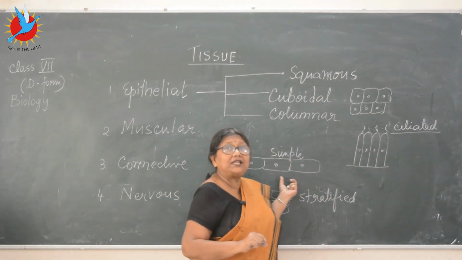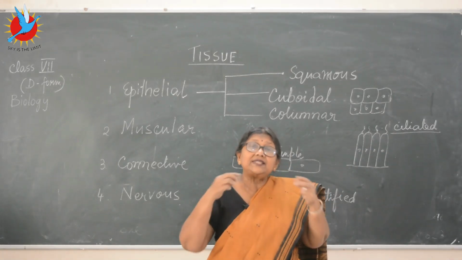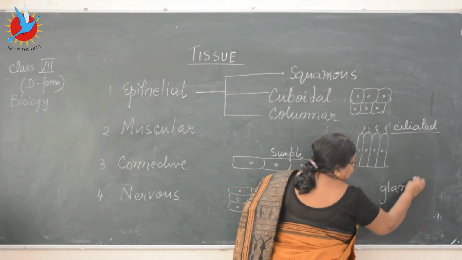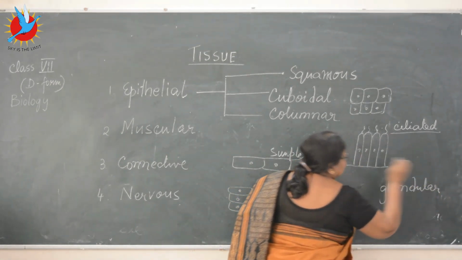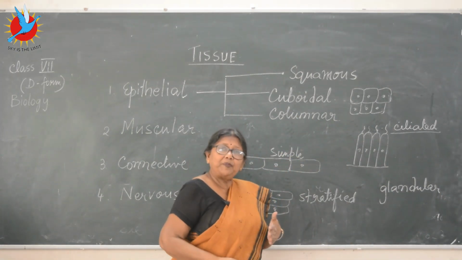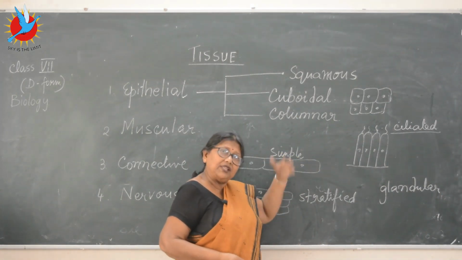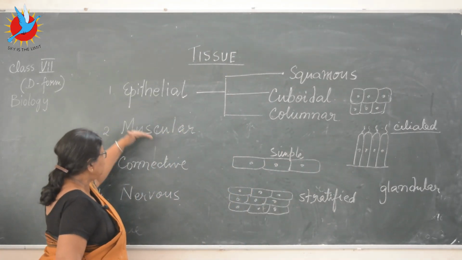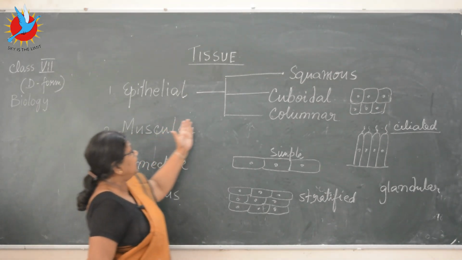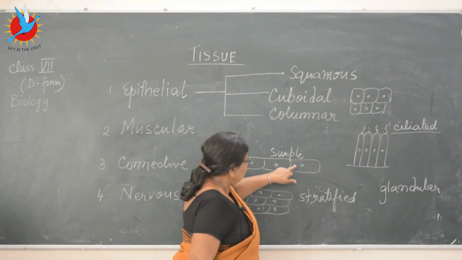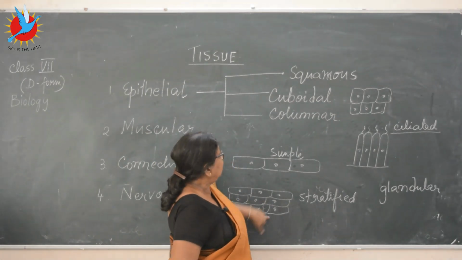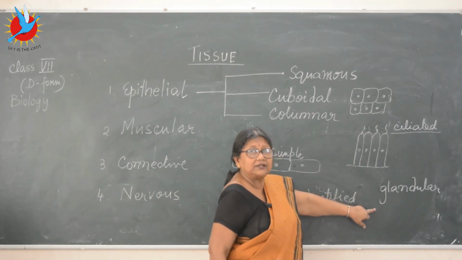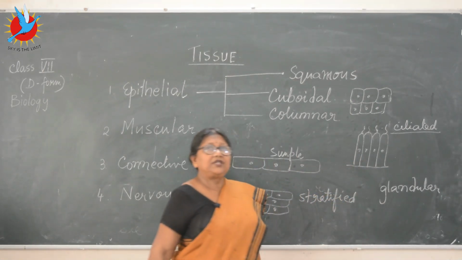Sometimes the same epithelial tissue inside the stomach secretes certain hormones. Then according to the function, it is called glandular epithelium. So we'll stop here today with only epithelial tissue. In the next class we'll do the rest. So what is the animal tissue? Just learn the names: epithelial, muscular, connective, nervous, and we have done the epithelial tissue. Squamous epithelium, simple, stratified, cuboidal, ciliated, columnar, and glandular. Right? That's all for today. Next when we meet.